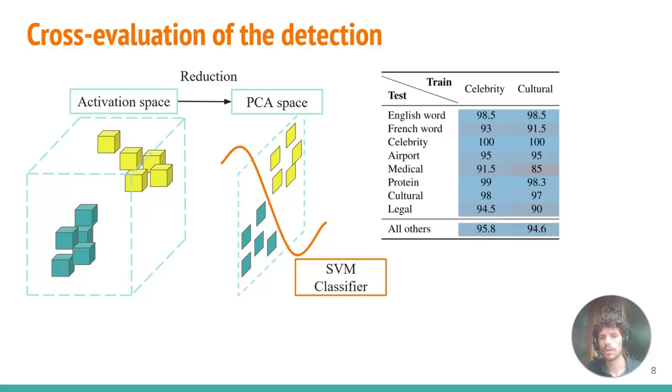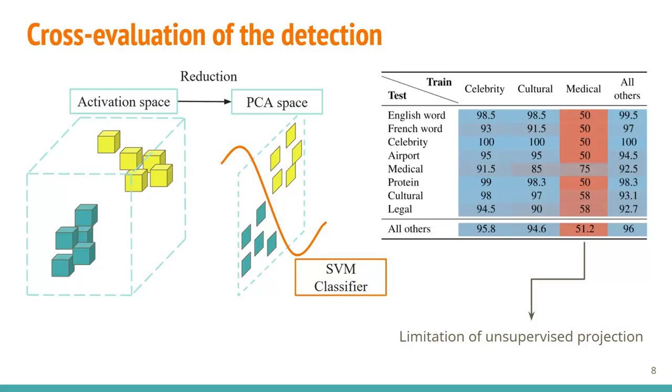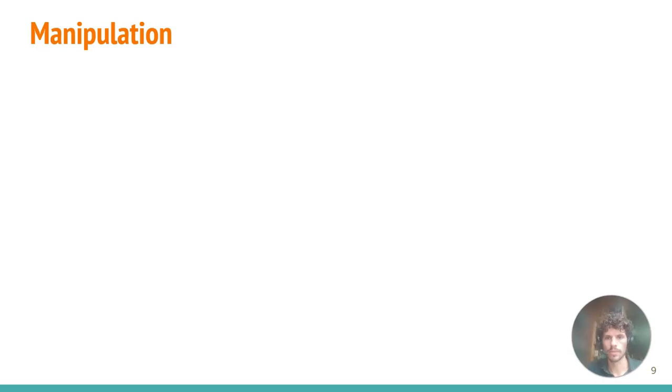As we use an unsupervised projection, the PCA, of course, this is very dependent on the data. With the medical prompts, we see that we have a bad representation. So the data is important to represent our desired feature in the correct way.